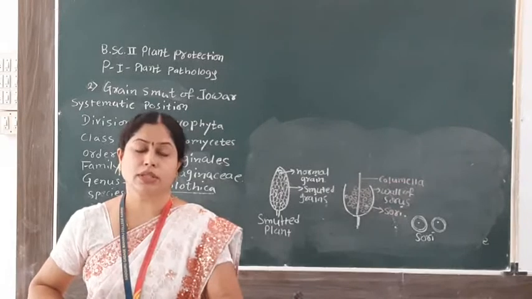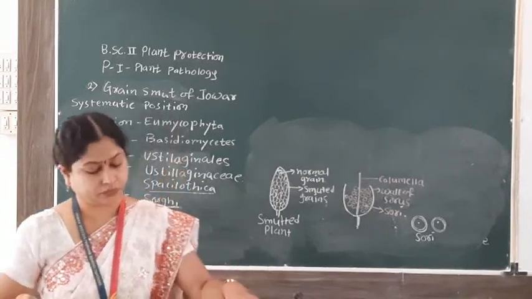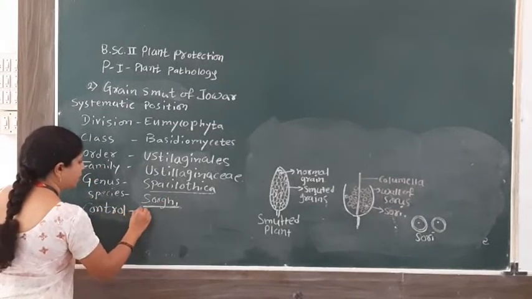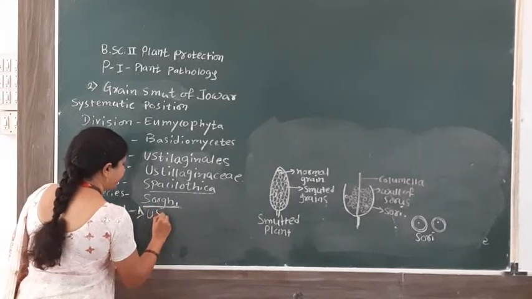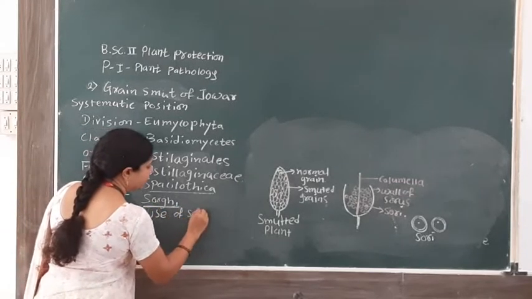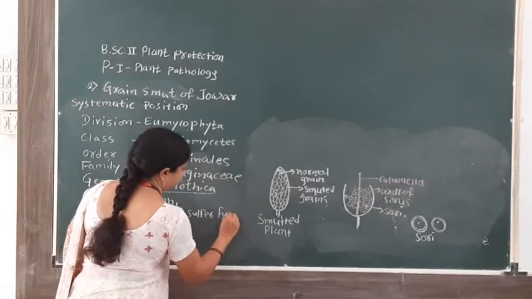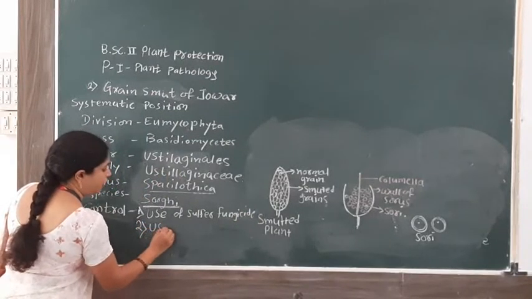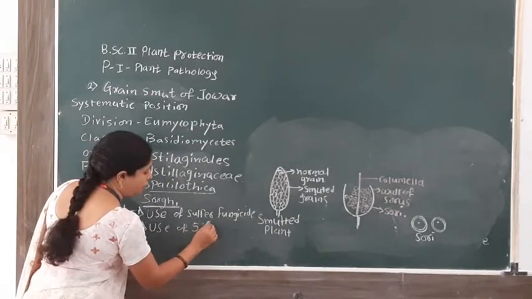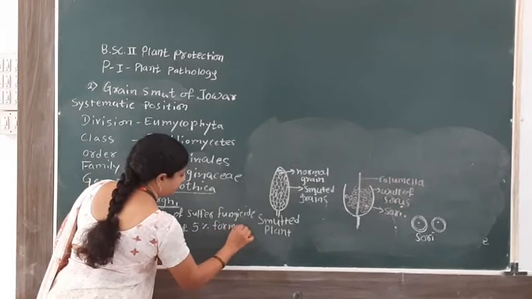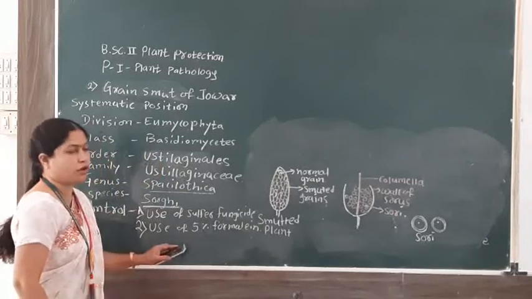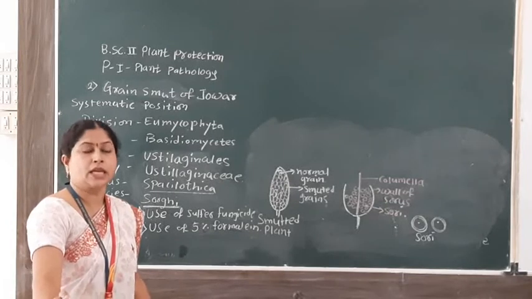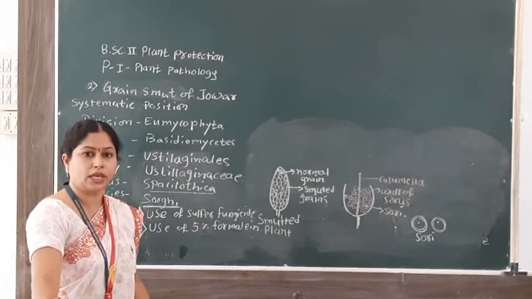Then how can one control this disease? First, use of sulfur fungicide. Next, use of 5% formalin wash. The 5% formalin wash is given to the seeds. Soak the seeds in 5% formalin for 2 hours, then sun dry the seeds and use them for sowing.